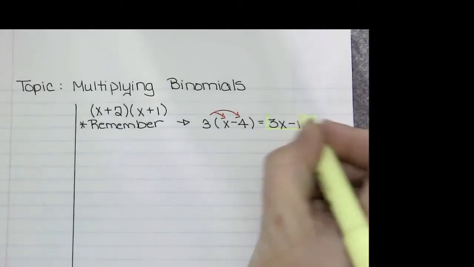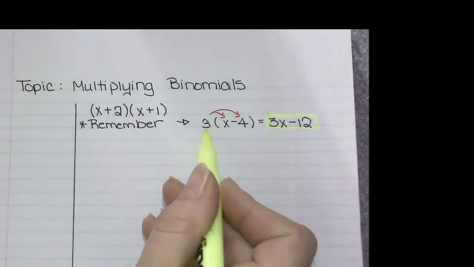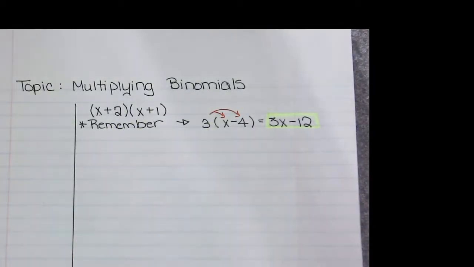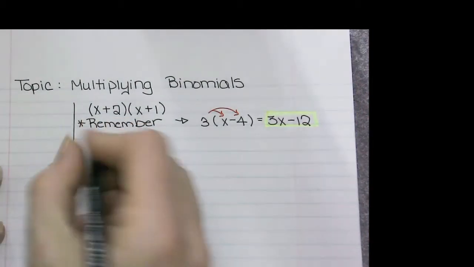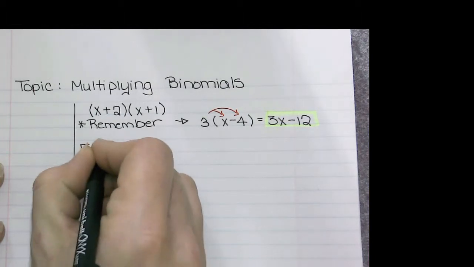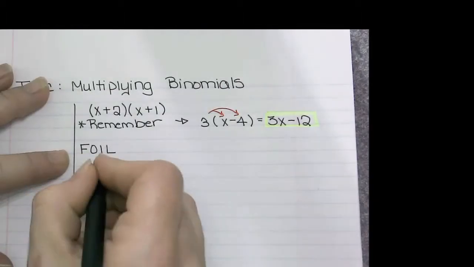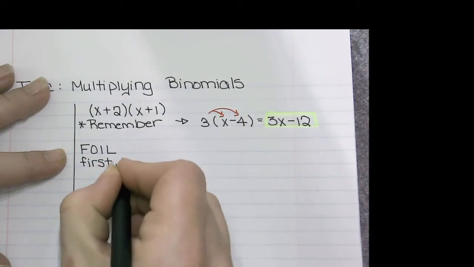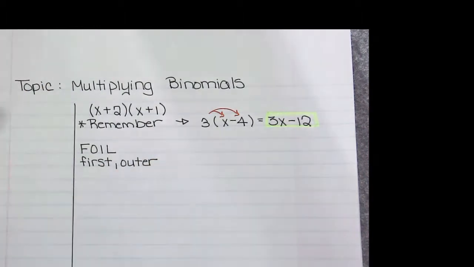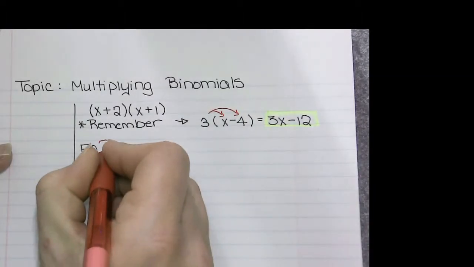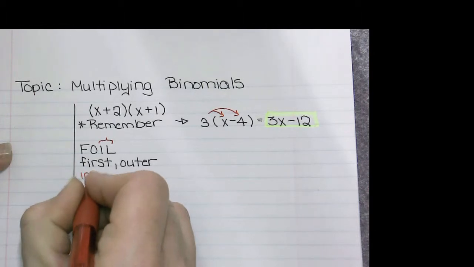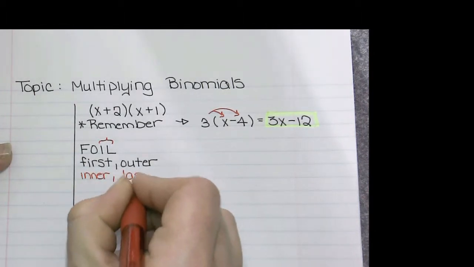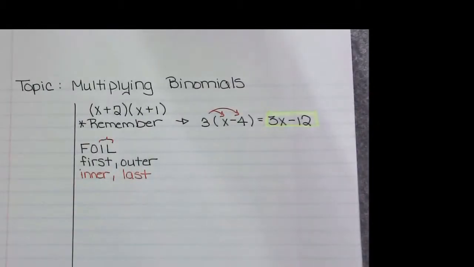When we multiply the first term, we need to remember there's a second term, so we're actually going to have two distributions going on. We're going to use something called FOIL. So let's look at what this means. We've got F and O for first, outer. And then we have I and L for inner, last. And this is just something to help us remember how to multiply these.